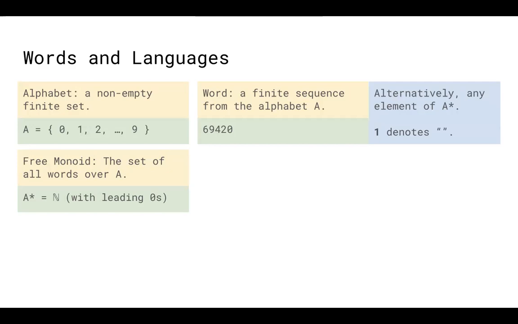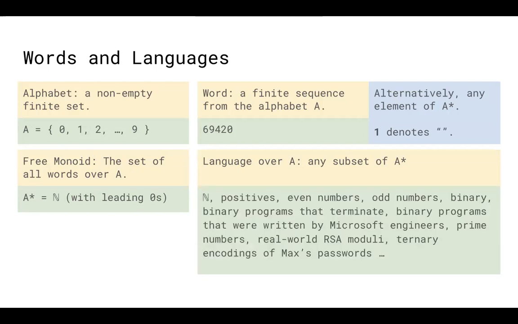1 is going to denote the empty string, as it did before in the case of the free monoid. And as I said, a language over an alphabet is any subset of the free monoid. So examples of languages over my alphabet, namely 0 through 9, would be the natural numbers, the positives, the even numbers, odd numbers, binary programs that terminate, binary programs that are written by Microsoft engineers, prime numbers, real world RSA moduli, ternary encodings and access passwords, etc.